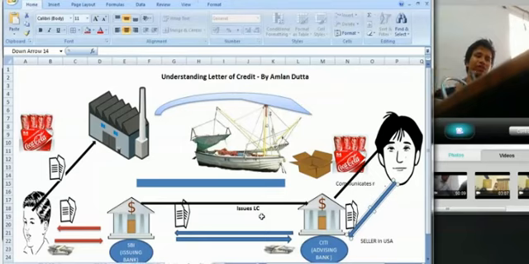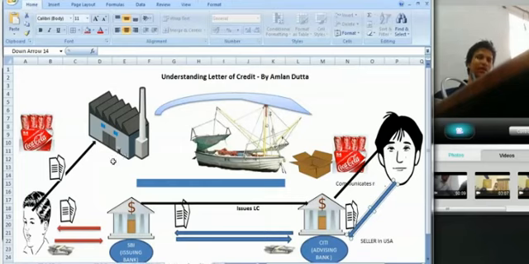If the documents are found to be perfect, the advising bank passes them on to the issuing bank. The issuing bank makes the payment if the documents are in order, and then keeps the documents with them until the buyer pays them the money. Like, if the LC is $20,000, I pay them $20,000, collect the documents, take the documents to the port, get my consignment released, take over the goods, and that's how the entire LC mechanism works.